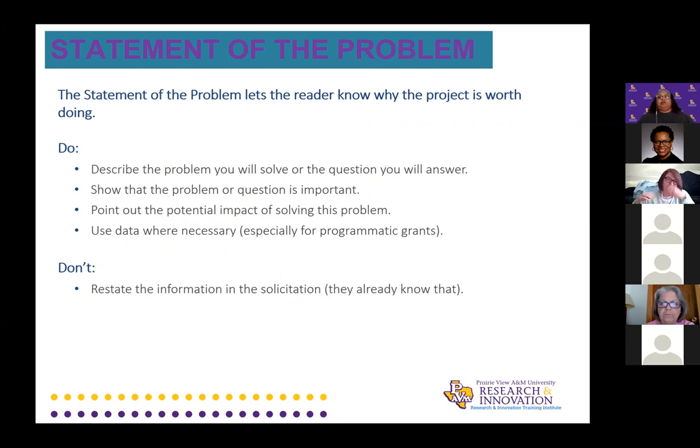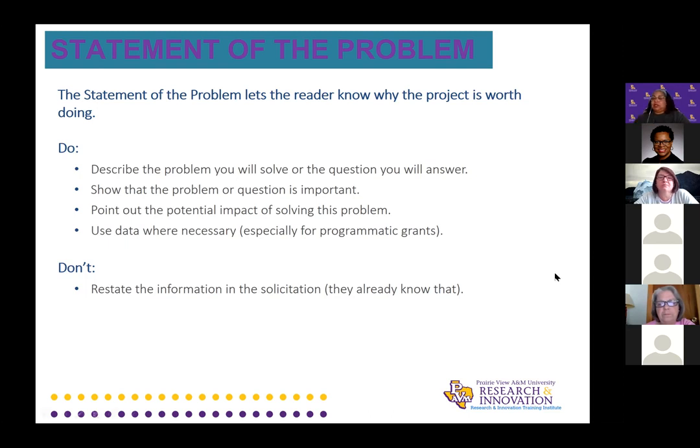You'll have your statement of the problem, and that's going to let the reader, the reviewer, know why this project is worth doing. Why is it something that's essential? Why is it something that's needed? So make sure that you describe the problem or the question that you're going to answer. Show why it's important and the overall scope of whatever the field is. Why is this an important problem to solve? Is it food security? Is it water security? Is it something with community? Why is this important to the world? Why is it important to the community? Point out the potential impact, the broader impact of this solution. And then, of course, always use data whenever possible, whether qualitative or quantitative.